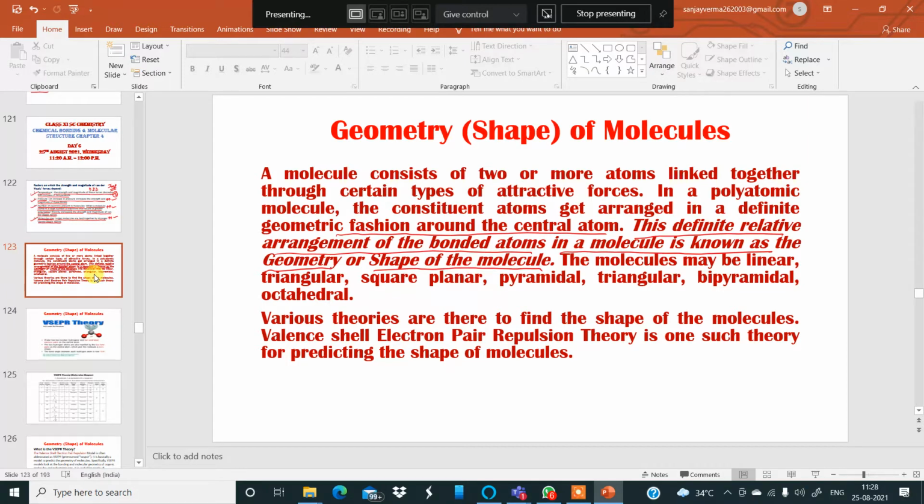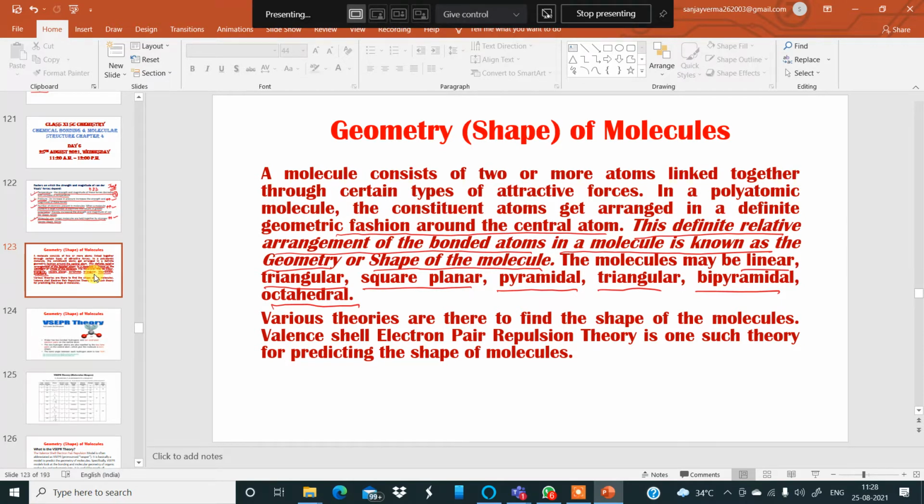The molecules may be linear, they may be triangular, they may be square planar, they may be pyramidal or tetrahedral, trigonal bipyramidal or octahedral, depending upon the number of bond pairs, number of lone pairs, depending upon the ligands linked to the central atom. Okay, so they will have different shapes of molecules.